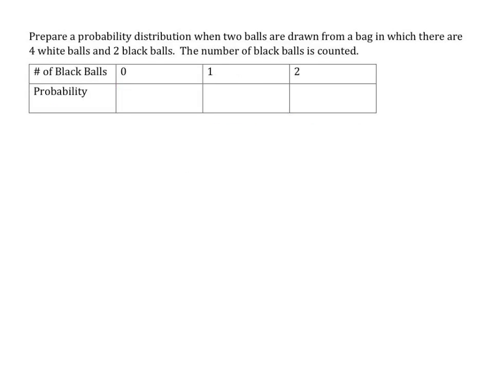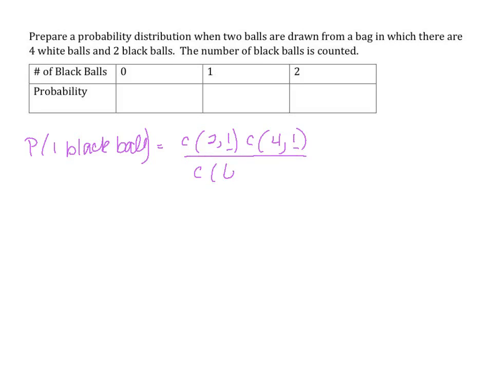Prepare a probability distribution when 2 balls are drawn from a bag in which there are 4 white balls and 2 black balls. The number of black balls is the one that's counted. Let's start with the probability of getting 1 black ball. So, of the 2 black balls that I have, I want one of them to be the one I choose. Therefore, of the white balls, I'm going to end up having to choose one of those, because I can only grab 2 balls. And then of the 6 balls I have altogether, 4 plus 2 is 6, I'm going to choose 2 of those balls.